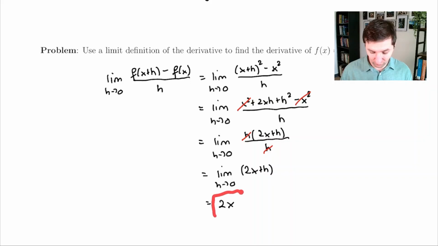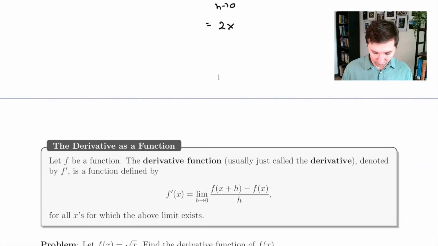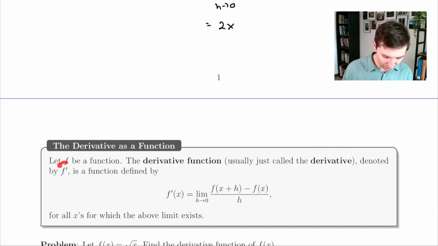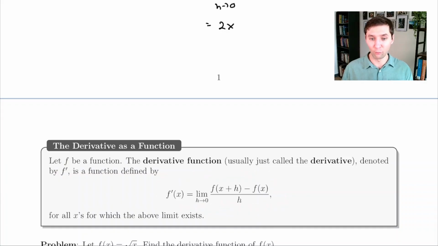Note that this derivative is no longer a number. It is a function. So you can think about derivatives as functions if instead of plugging in the number in the limit definition, you keep that number as x. As a result, you get a function that depends on x. When you're given a function, the derivative function, usually just called the derivative, denoted by f prime, is given by the limit definition of the derivative at a point with the point replaced by x.